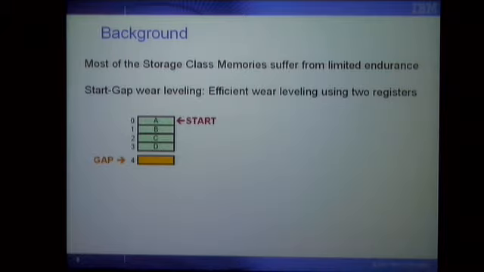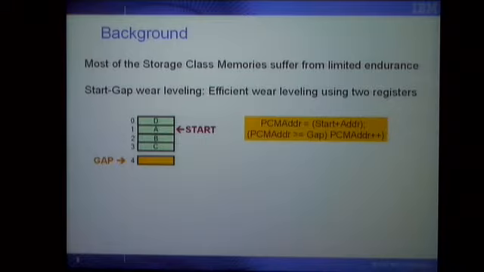The way you do wear leveling is, let's say you have 4 lines A, B, C, D. After 100 writes, you move one line, say line D. The way the gap line is moved is you simply copy the contents of D into the gap line and you move the gap pointer. And you do this again. Let's say you move C, you move B, you move A, and then you move D. In this picture, the order is again A, B, C, D, just rotated by 1. And the start register keeps track of where the start location is.